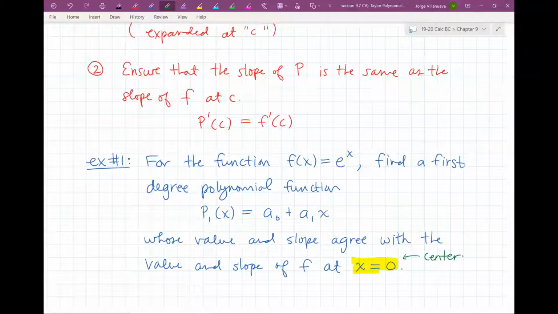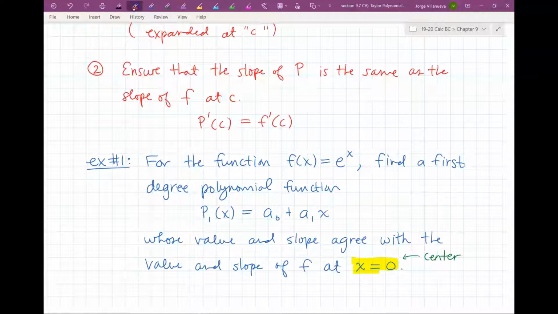Okay, the higher degrees you go into, the better the approximation. So you're about to see how bad of an approximation this is, but it's not always bad. We'll check it out on Desmos just so you can see it. So we're going to find the function f of x equal to e to the x and its first degree polynomial, whose value and slope at 0 will be the same as the value and slope of f.